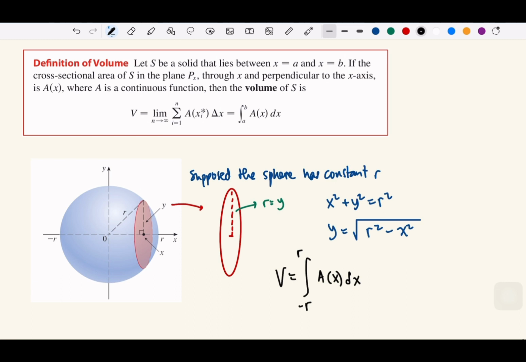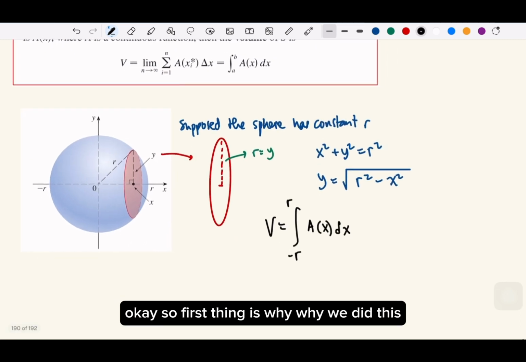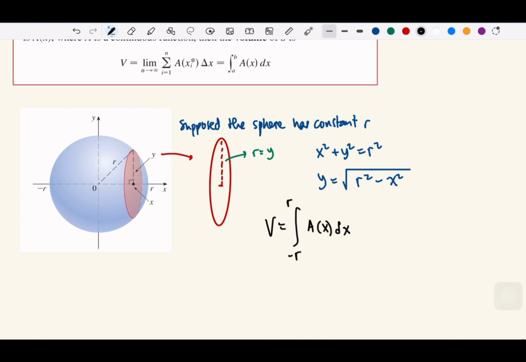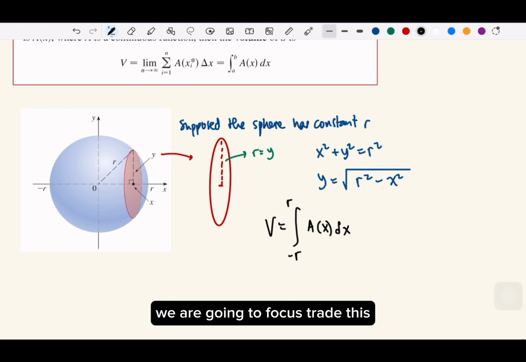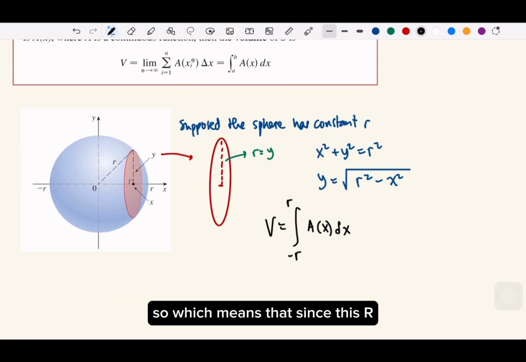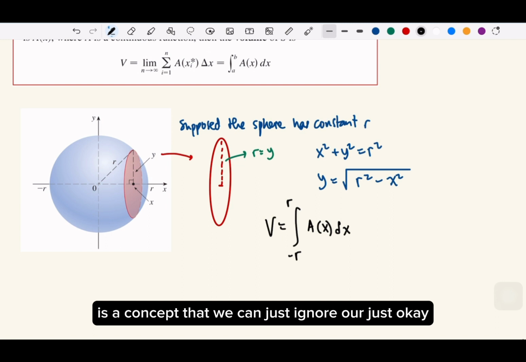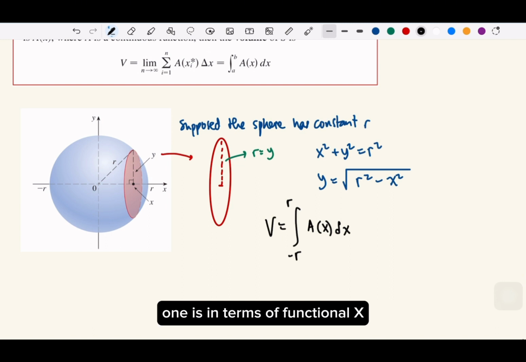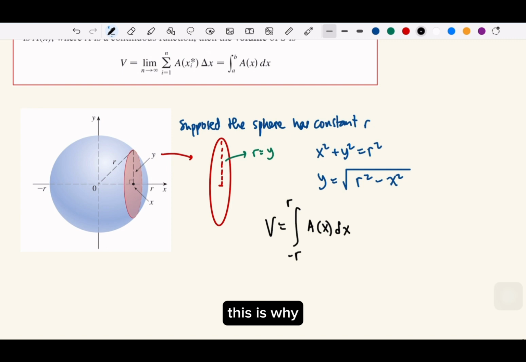Okay, so the first thing is why we need this. In my idea here, we are going to treat this sphere as we did in our integration before. Since this r is a constant, we can just ignore it, but we want to make sure that this y is a function of x. Because we have this y, we can compute the area, right? This area using the circle area.